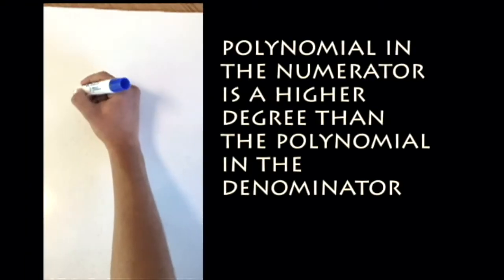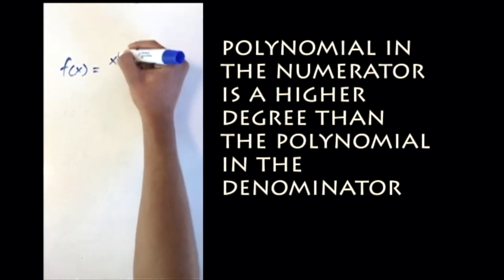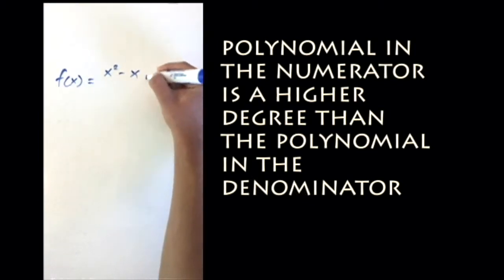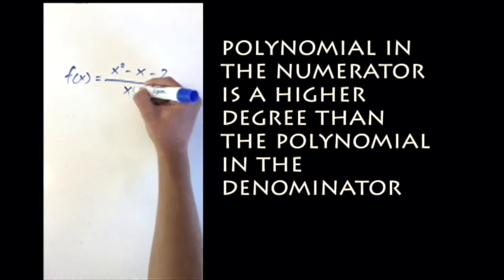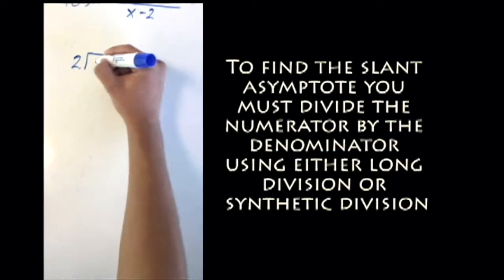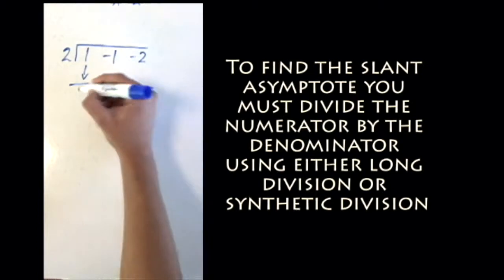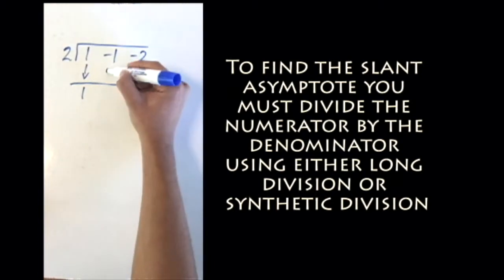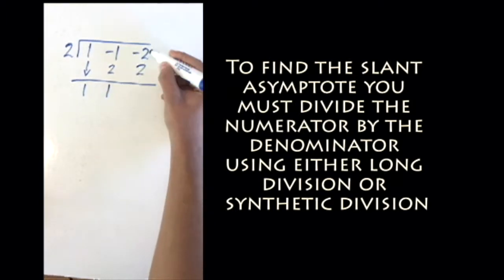We'll be using this equation for example. Since the polynomial in the numerator is a higher degree than the denominator, we know we have a slant asymptote. To find the slant asymptote, we must divide the numerator by the denominator. We can use long division to do that. In this equation, we use synthetic division.